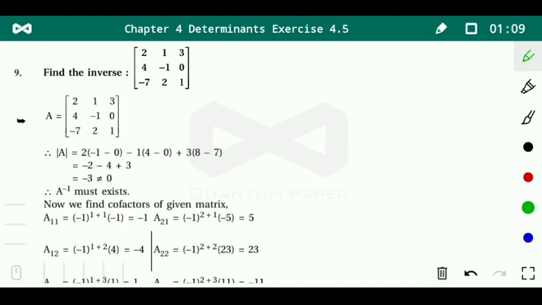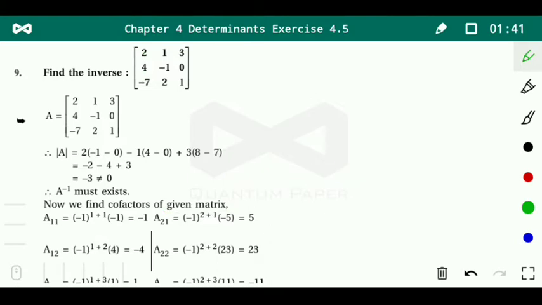Okay, so now we find the cofactors of the given matrix. First we have to find capital A11. We have to remove its respective row and column, so we remove the first row and first column. So minus 1 ones are minus 1 plus 0, so it will be minus 1. We also have to multiply by the sign: minus 1 raised to 2 will be plus 1. So plus 1 into minus 1 will be minus 1.